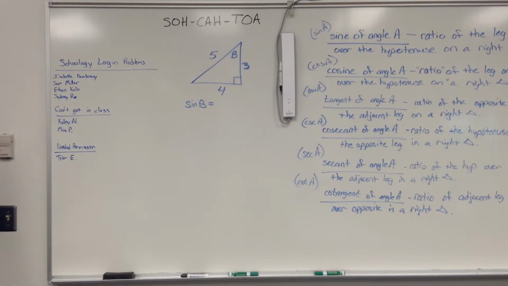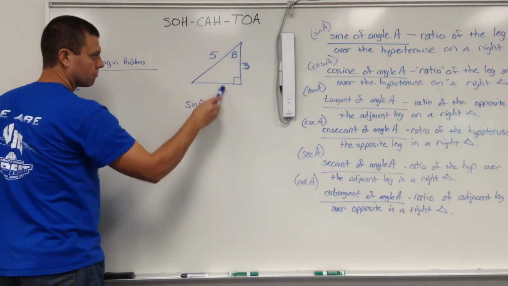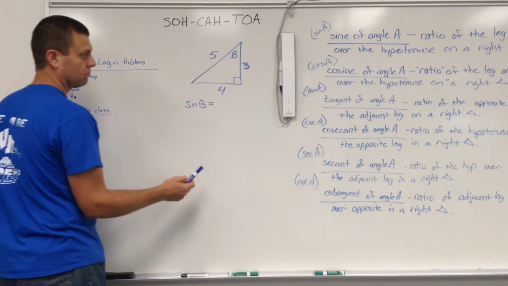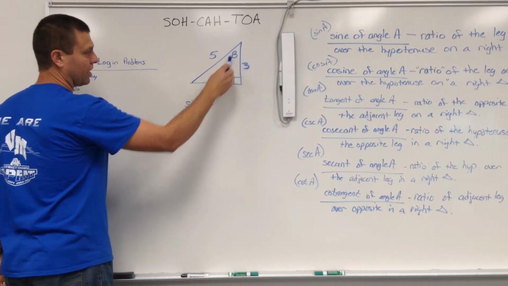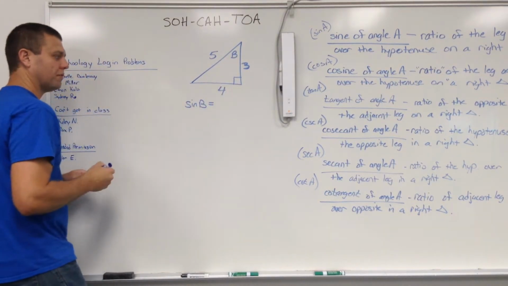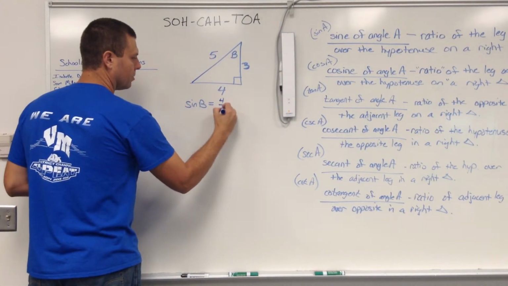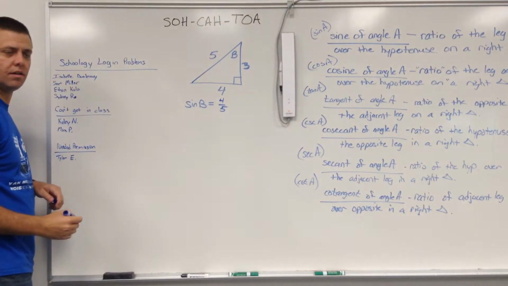4 over 5, I heard. What do you guys think? Agree, disagree? Why is it right? Because the opposite of B is 4, and the hypotenuse of the right triangle is 5. Perfect. He said the opposite of angle B is 4, the hypotenuse is 5, so the sine of angle B would be 4 over 5.